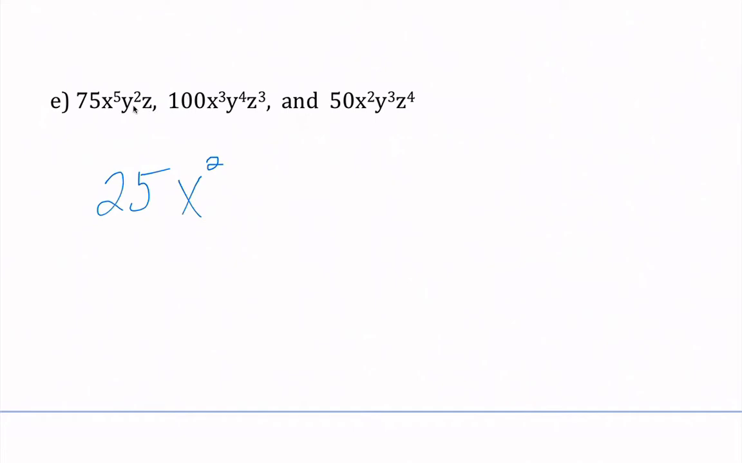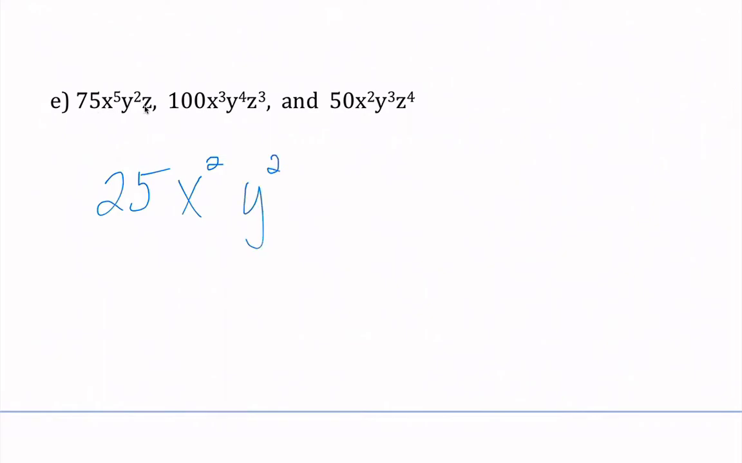All right, now let's look at y's. I see y's here, here, and here, so they have y's in common. So I have to figure out what is the greatest power they all have. So y squared, y to the 4th, y to the 3rd. Well, you're looking pretty much for your smallest one. I know they all have at least y to the 2nd power in common.